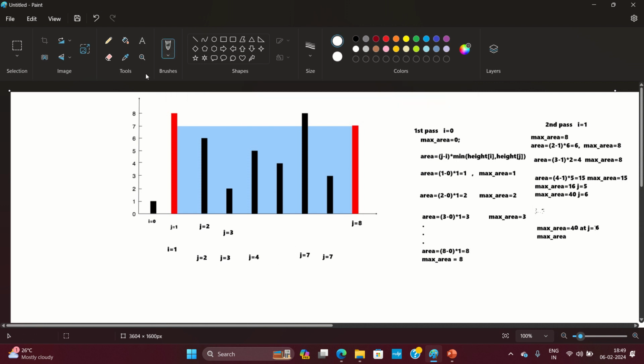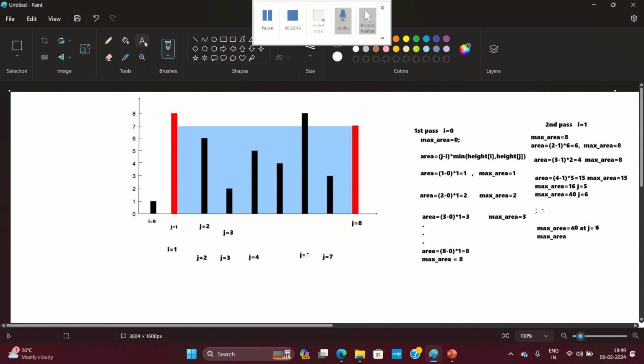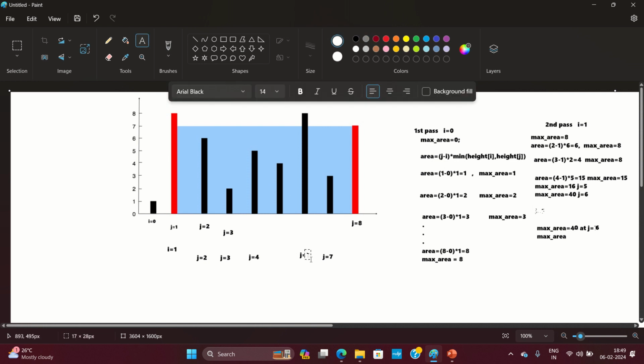At j is equal to 7 now, 7 minus 1 is 6, and 6 into 3, that is 18. And 18 will definitely not be stored. And similarly, when j is equal to 8, this will be 6. When j will be 8 and I is 1, 8 minus 1 is 7, right? 7 into the minimum of these two is 7, so 7 into 7, 14. So I hope you got this idea.